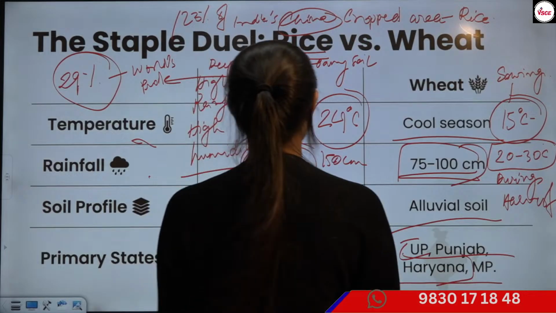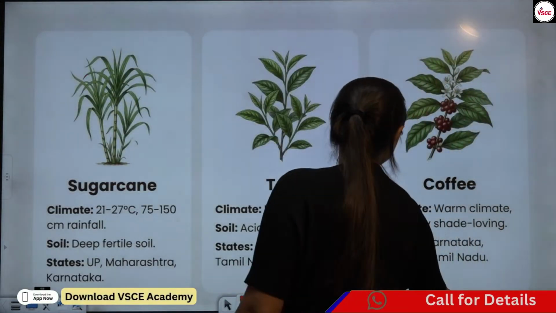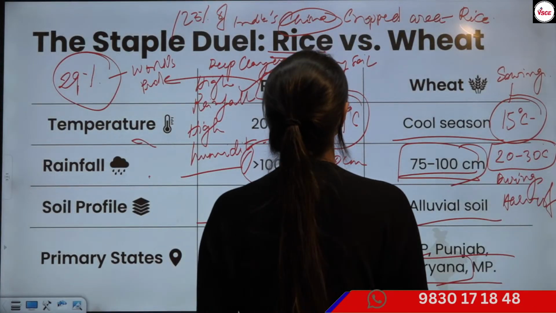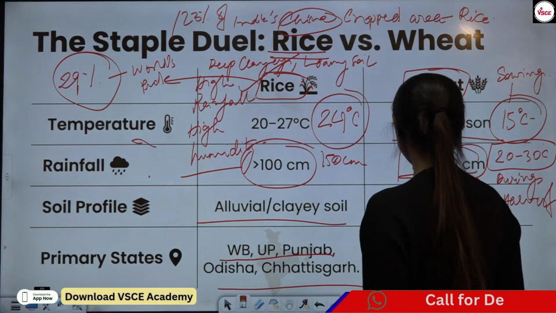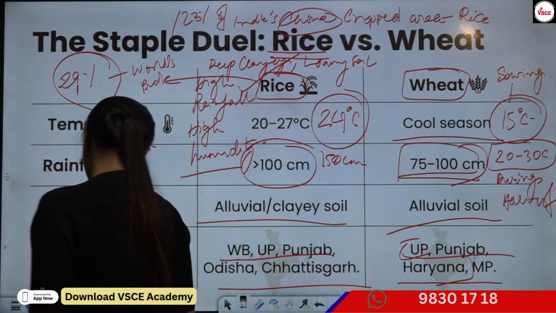Great. Okay. Proceeding. Sugarcane. Before proceeding to sugarcane, we are going to do wheat as well. Wheat also has a few more things to be noted down.